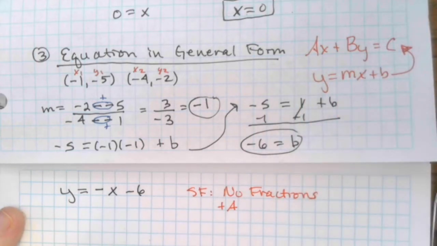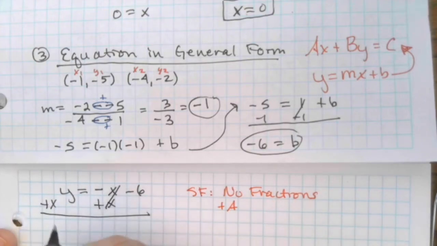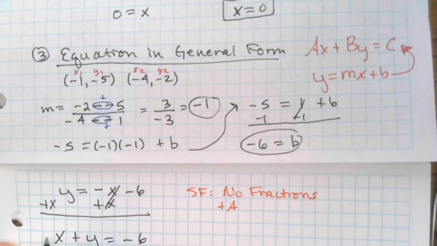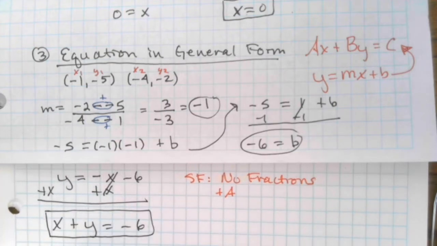So what we're going to do is just move our x term over. So we're going to add x over to the left. So x plus y equals negative 6. My a term is a positive 1, so we're good to go. If you had a fraction that you needed to get rid of, you would do a common denominator and then clear the fraction.